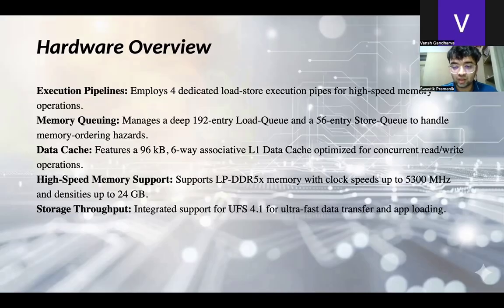And we can also see the high speed memory support, which is supported by LPDDR5X memory with clock speed up to 5300 megahertz and density up to 24 gigabytes. So it is really good. And we have a strong throughput here, which is integrated support for UFS 4.1. Using this, we can get really ultra fast data transfer and app loading, and the designs are also improved by about 20% while reducing power usage by 35%.